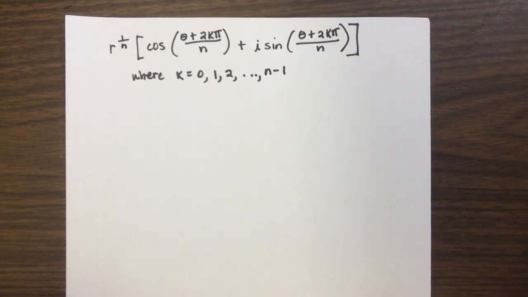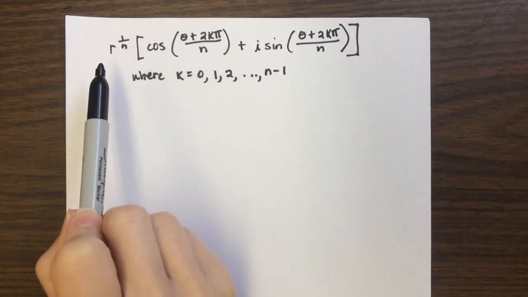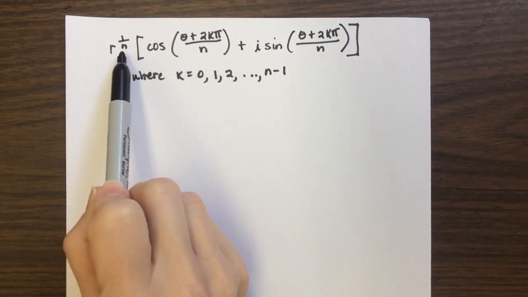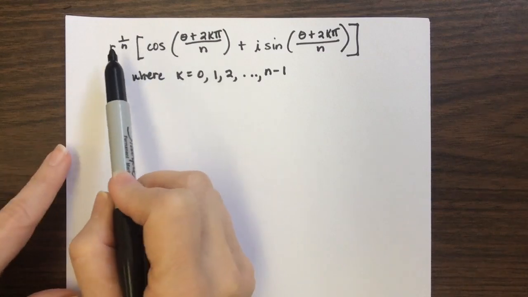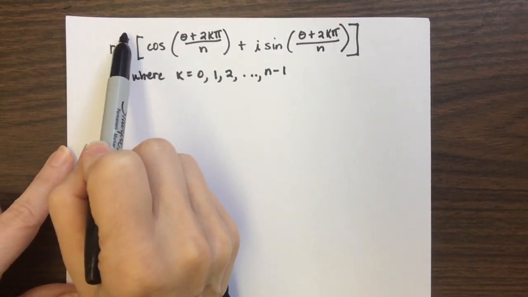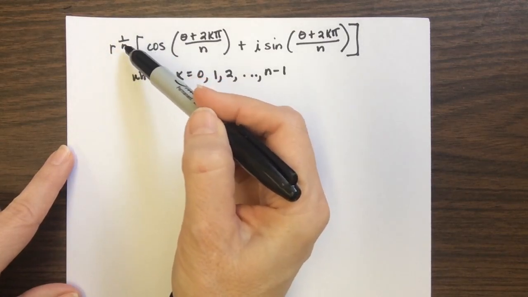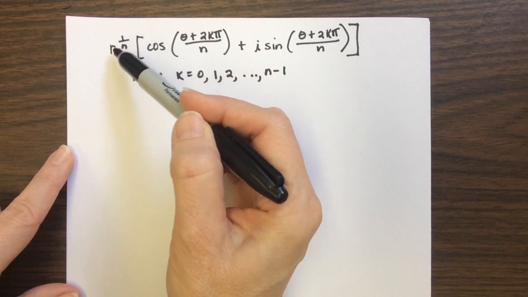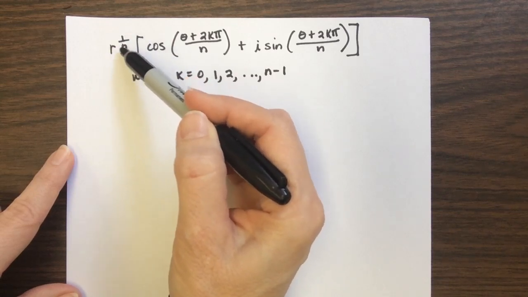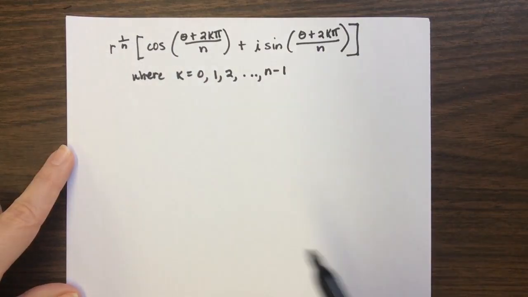Alright, the last type of problem we're going to do in this section is, unlike de Moivre's theorem, when we took the complex number and raised it to a power, we're actually going to find the root of the complex number. Now remember that if I have a rational exponent, 1 over n, that means the numerator is my power, the denominator is the root. So this is taking the root of r.